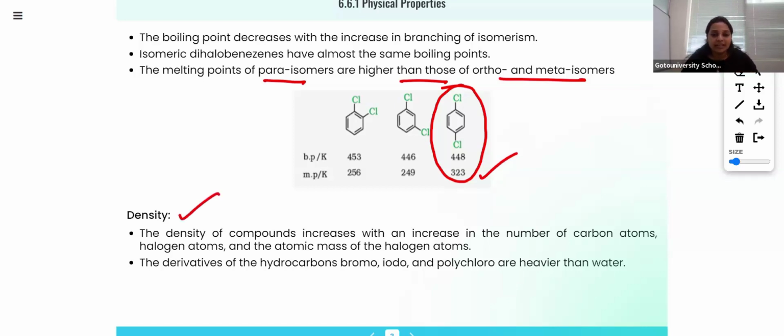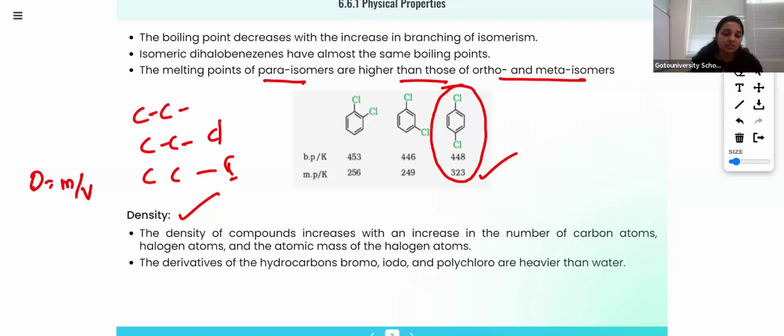Next, density. We know density D is equal to mass by volume. When mass increases, density increases, right? So when the atomic mass of the halogen atom increases, from fluorine, chlorine, bromine, to iodine, iodine has a comparatively high mass. Suppose two carbon atoms are there, and the halogen in one compound is iodine, in another chlorine, and in another bromine.